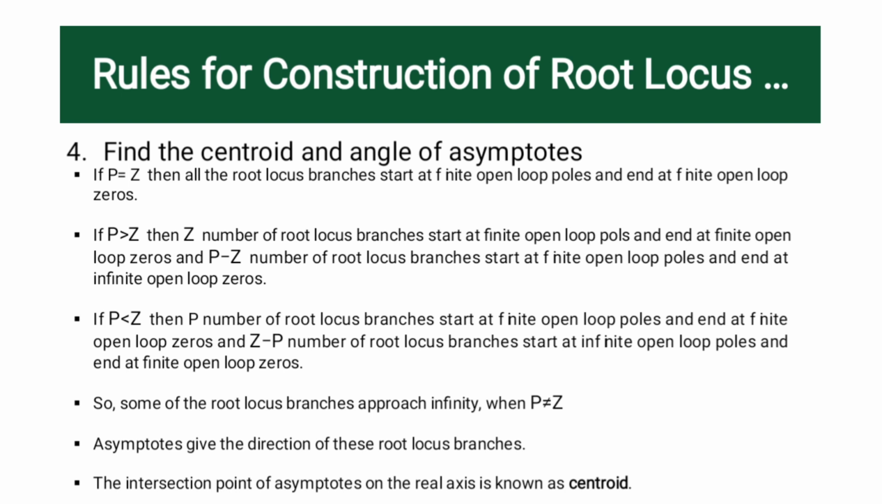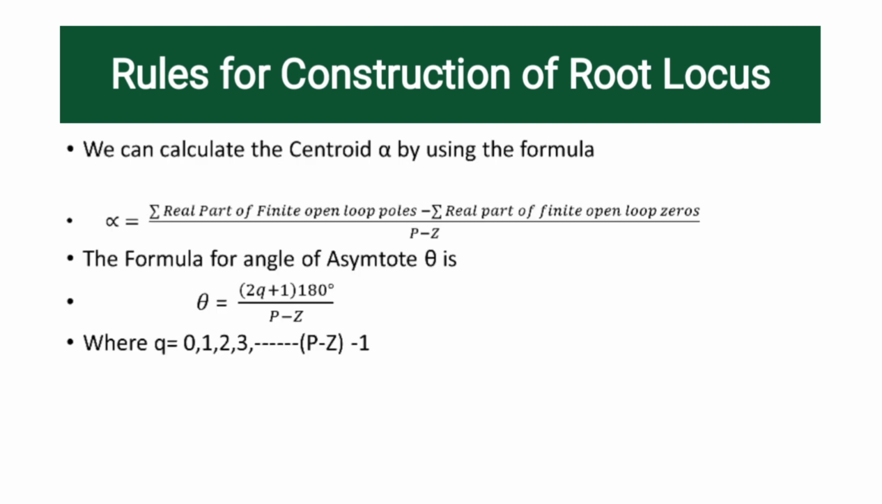Asymptotes give the direction of these root locus branches. The intersection point of the asymptotes on the real axis is known as the centroid. We can calculate the centroid by using the formula alpha equals the sum of the real part of finite open loop poles minus the sum of the real part of finite open loop zeros, divided by P minus Z. The formula for the angle of asymptote is theta equals (2q plus 1) times 180 degrees divided by P minus Z, where q equals 0, 1, 2, 3 up to P minus Z minus 1.